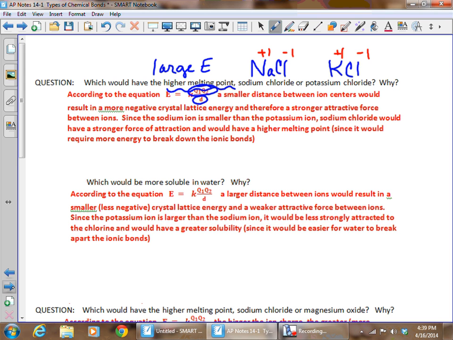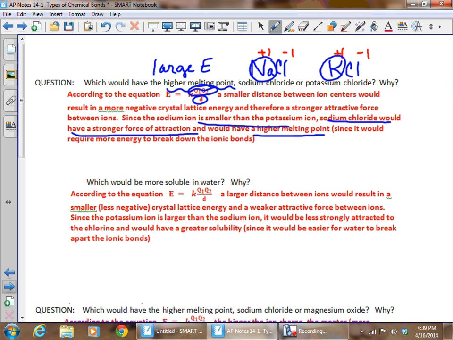So since we're going to be looking at size, we've got to look for the smaller distance between ion centers. And if you look at your periodic table, you'll see that sodium in the third energy level is going to be significantly smaller than potassium, which has its valence electrons in the fourth energy level. That means sodium is smaller than potassium, so sodium chloride is going to have a stronger attractive force. And so it's going to have a higher melting point. It's going to take more energy to break down that ionic bond.